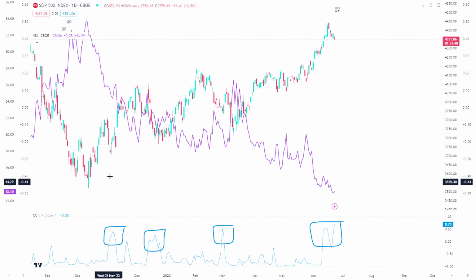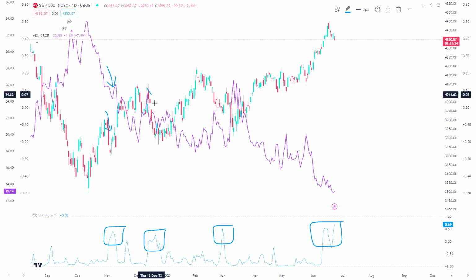You can see here, what is the market doing right now in this spike? Here we got this spike, market is coming down, volatility is coming down. What? That is something that we have not seen. Okay, maybe it's just a one-off.